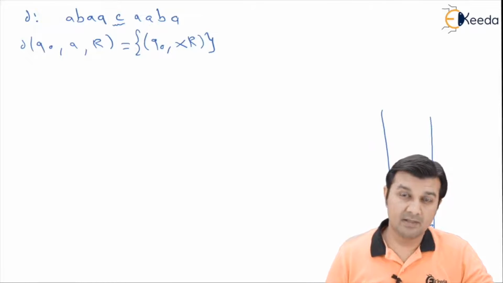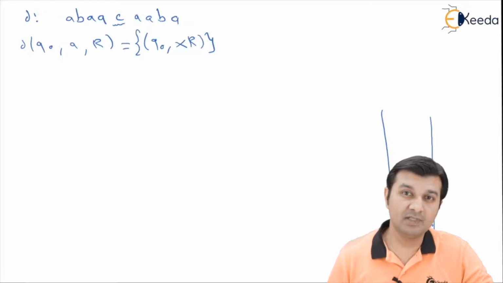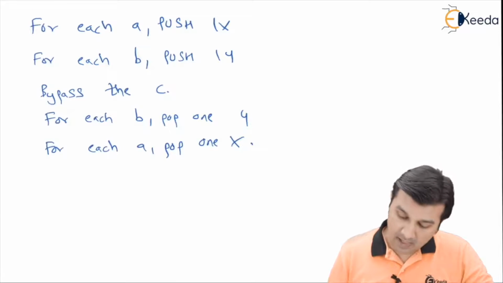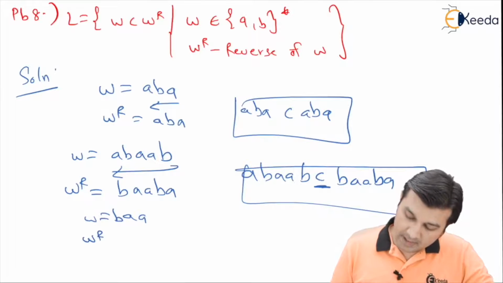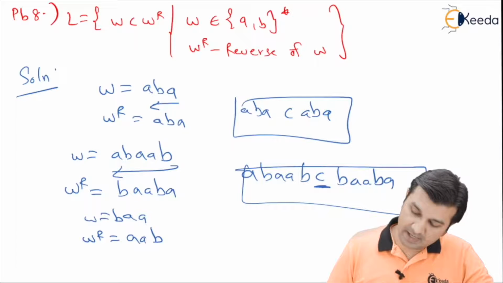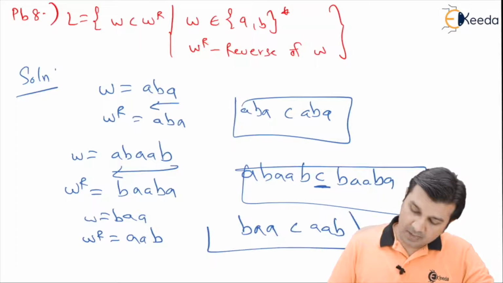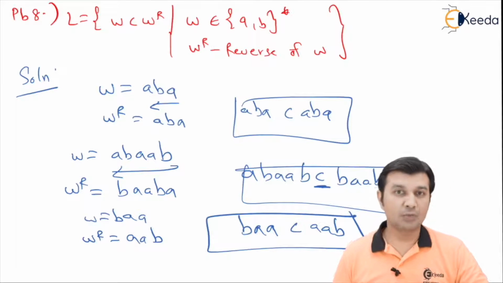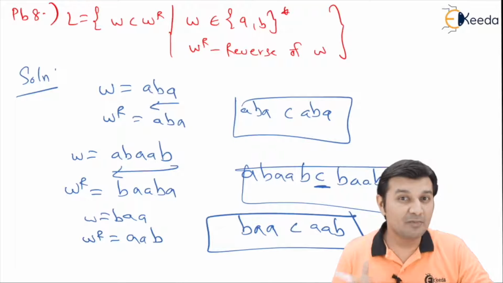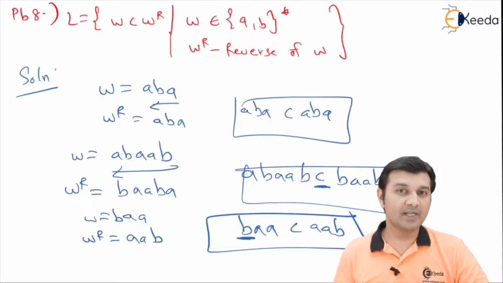But my friends, we are talking of a palindrome where W and W^R are vice versa of each other. So I can also have my W as baa. In that case, my W^R will be aab and the string will be baa C aab, and this also belongs to my language. So I have to ensure that this should also be accepted. And if this should be accepted, my input can also start with a b. My input can start with b or it can start with a.